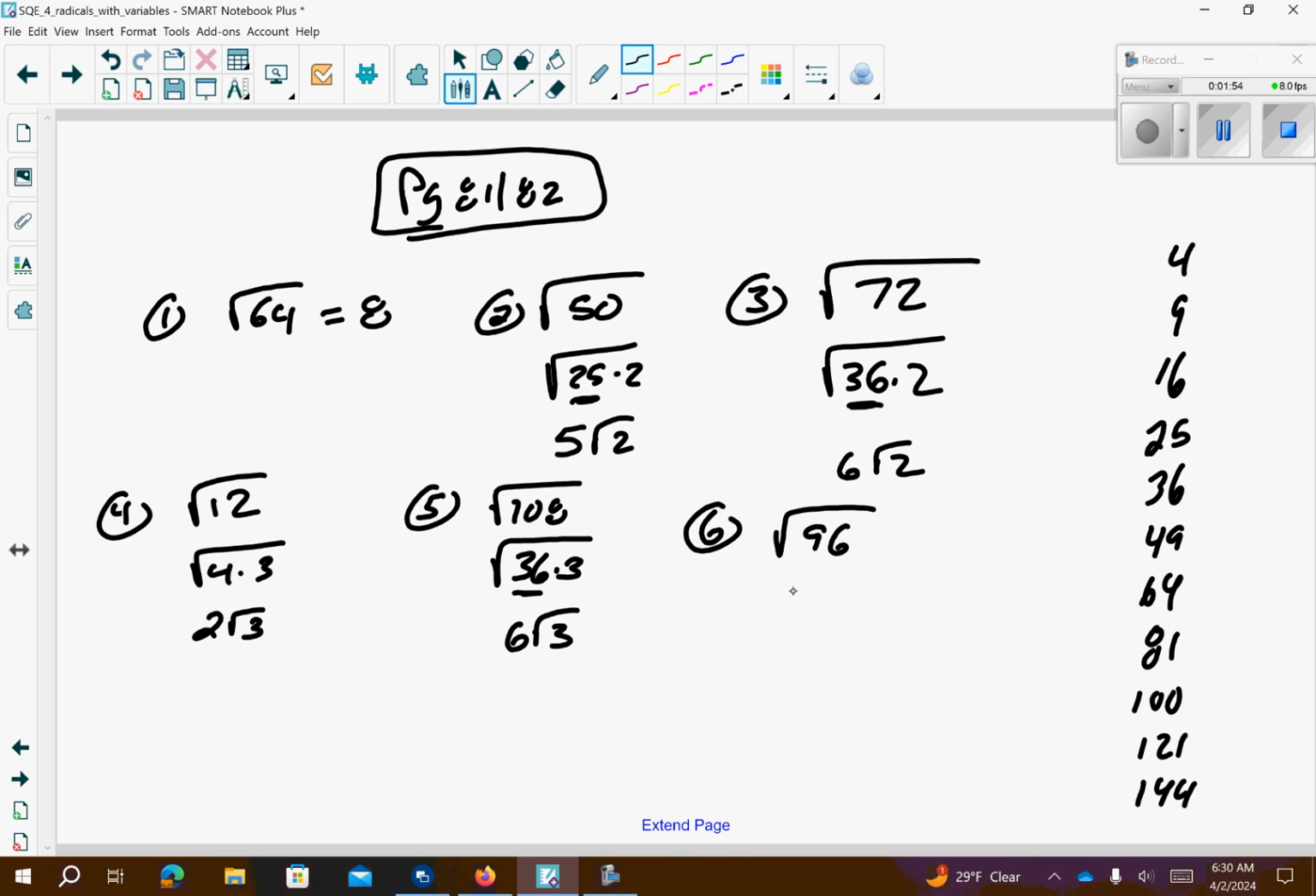Root 96, so 96 falls in here. 81 doesn't work, 64 doesn't work, 49 doesn't work. Let's see what works. I would think, well, sometimes when you can't see it, oh, I think 16 works. 16 times 6 is 96, and 6, let's see, that's 36. Yep, 16 and 6 both work. 16 is our biggest perfect square, so I'm going to get 4 square root 6 for an answer. Okay.